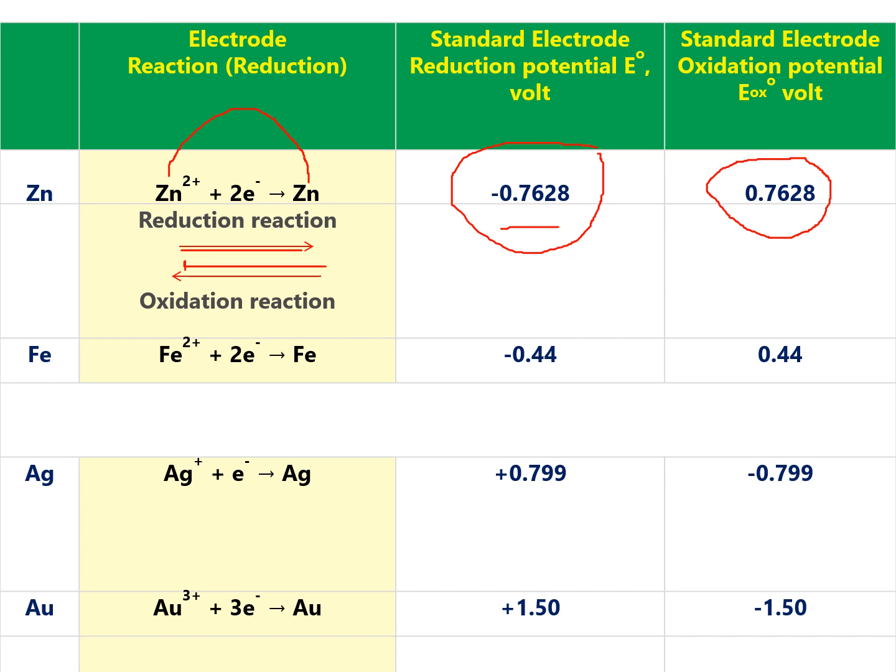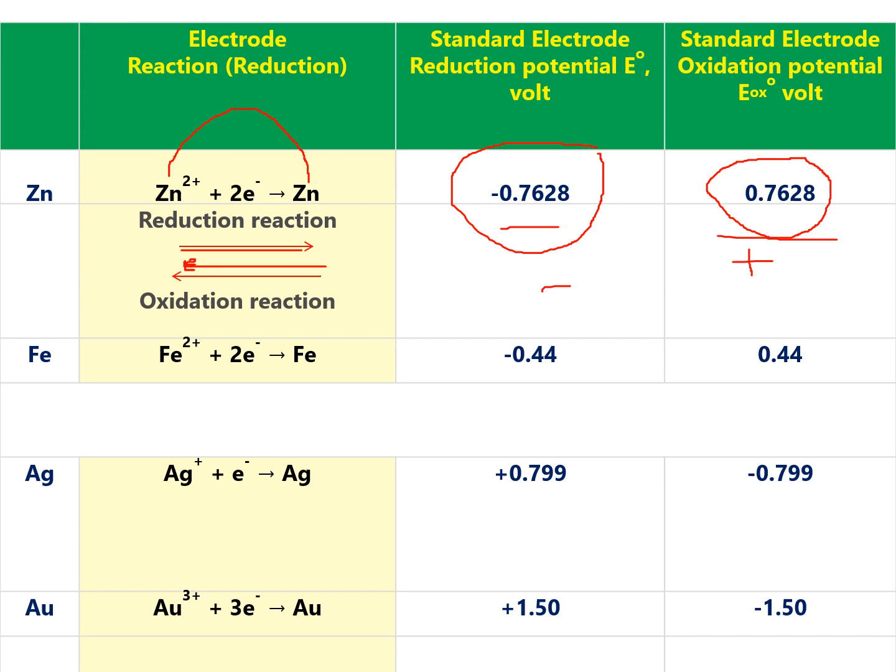So zinc is producing 2 electrons, that means releasing 2 electrons. It is called oxidation. The oxidation potential is 0.7628. So reduction potential is a negative one, oxidation potential is a positive one. So which reaction is favorable for zinc? Zn2+ converting into zinc, or zinc converting into Zn2+?